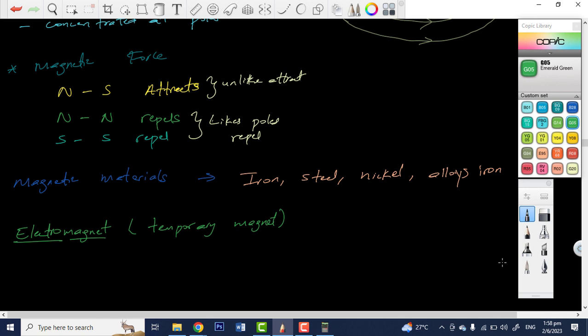So, everybody okay so far? Right? So that's electromagnet. We also need to know of the different applications. So they are used in electric bells.